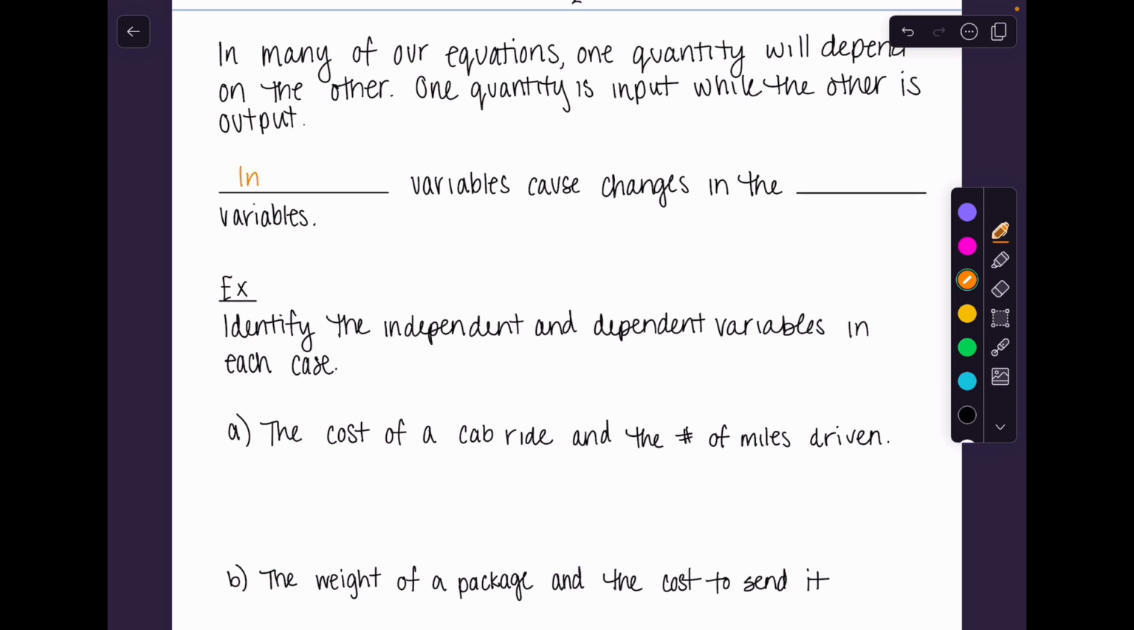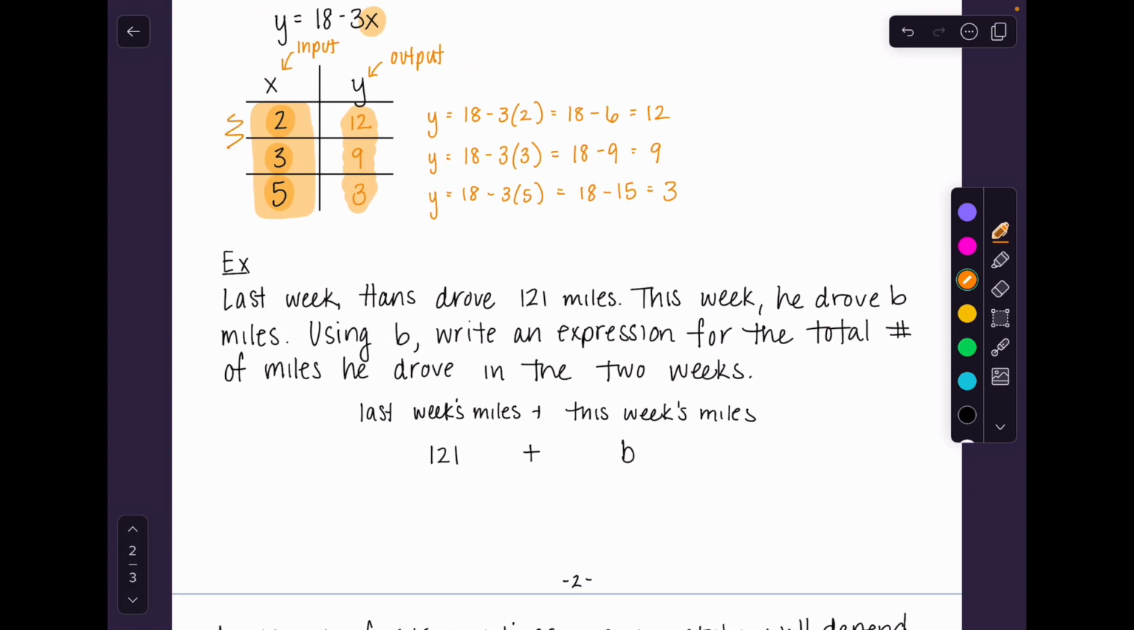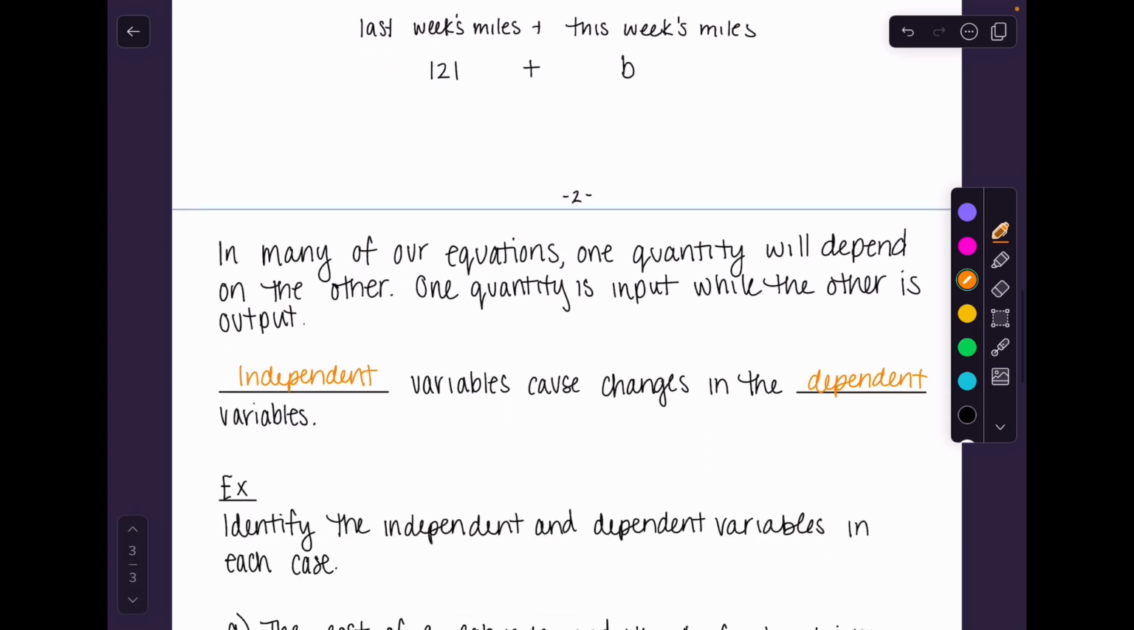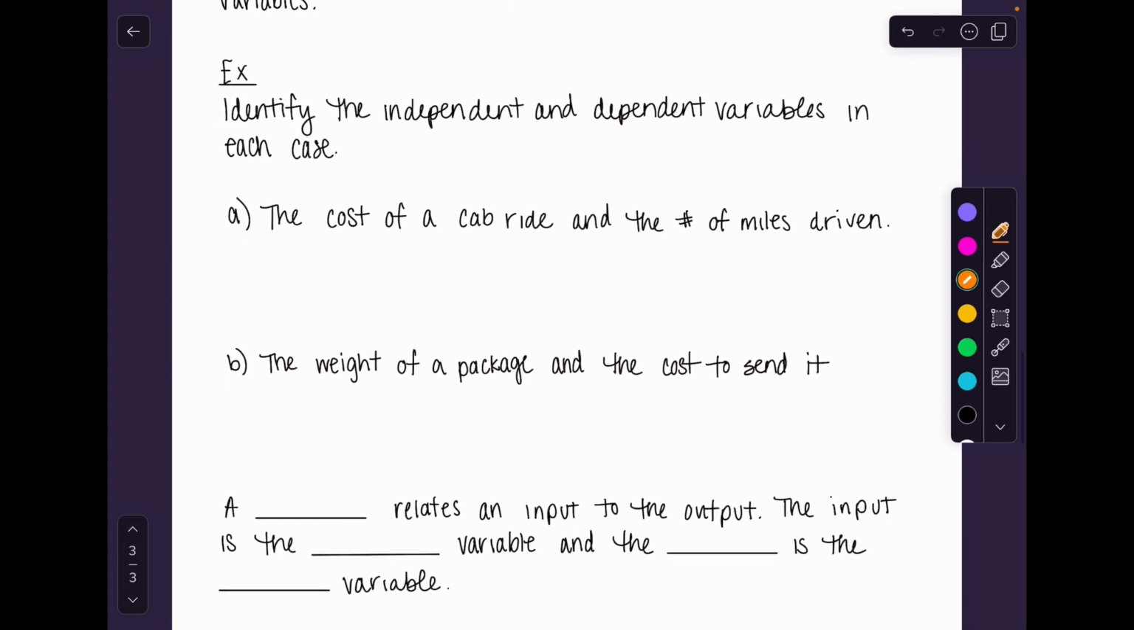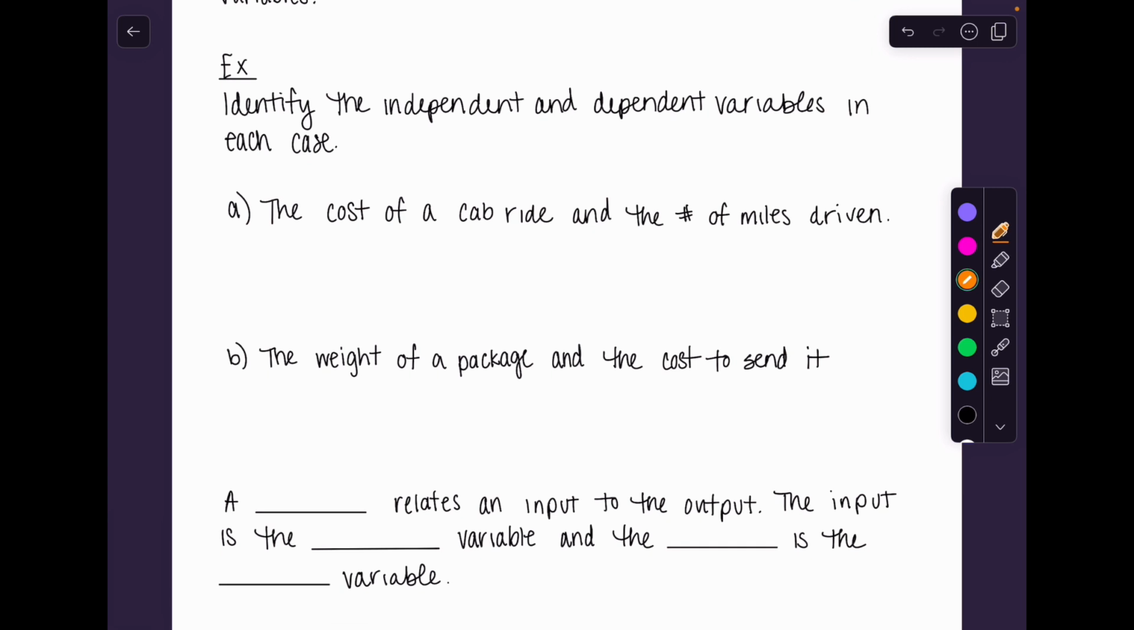So independent variables cause changes in the dependent variables. So again, just going back up here, once I changed my x value, it caused changes in my y value. So my input is going to be my independent variable. My output is the dependent. But if you don't like thinking about that just yet, let's think of just some realistic examples. So we're going to identify the independent and dependent variables in each of these cases.